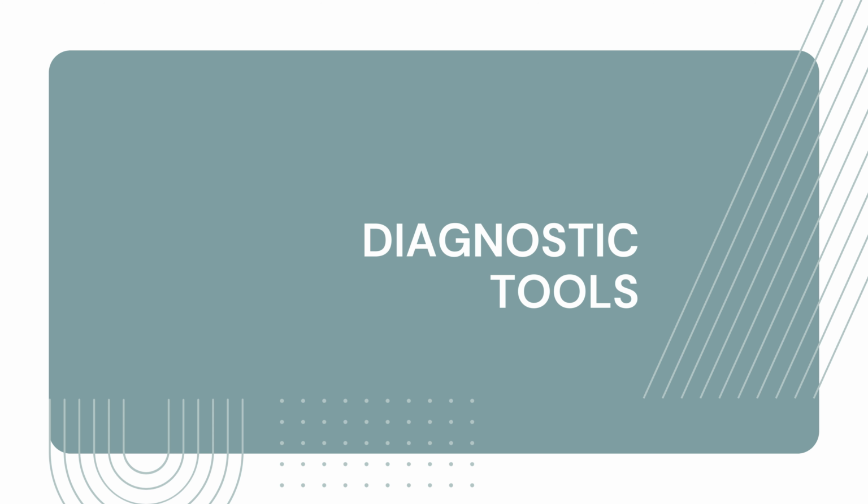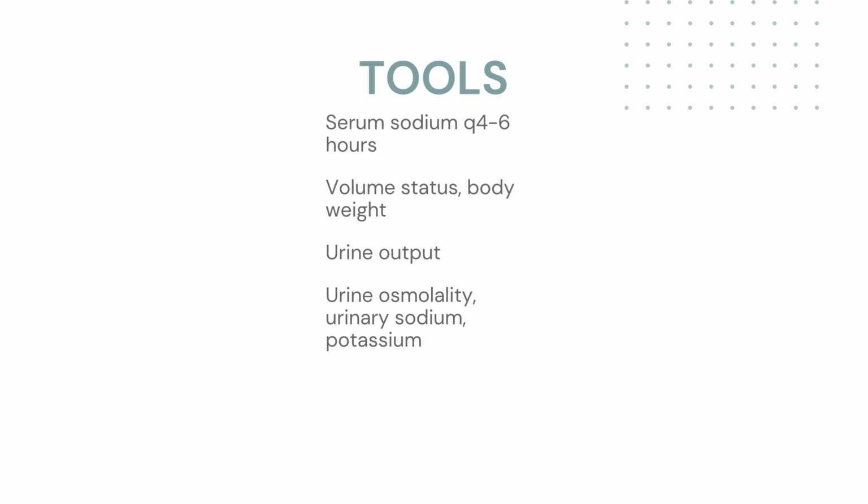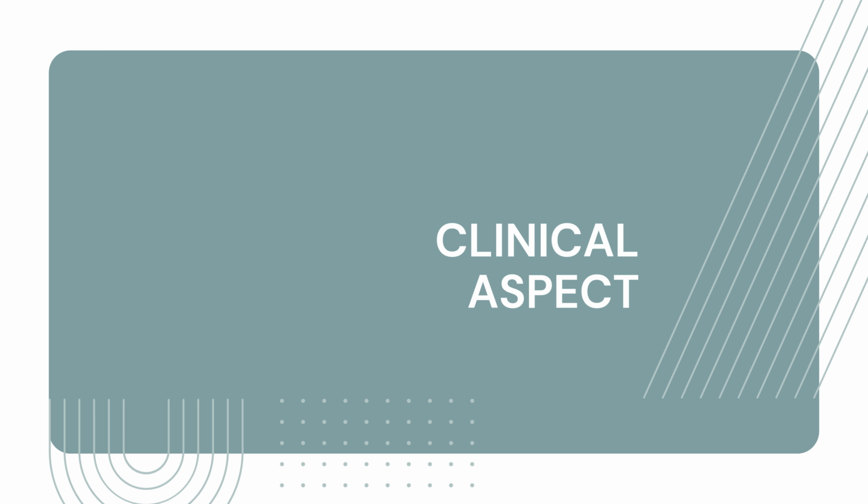Now, with this in mind, let's come to the diagnostic tools that we have. We can check serum sodium every 4 to 6 hours while treating and correcting the hypernatremia. We also have to assess the volume status and body weight to go for the proper management of the patient. We also have to measure urine output hourly, and urine osmolality and urinary sodium and potassium are also mandatory to check. Now let's talk about some clinical aspects of hypernatremia.